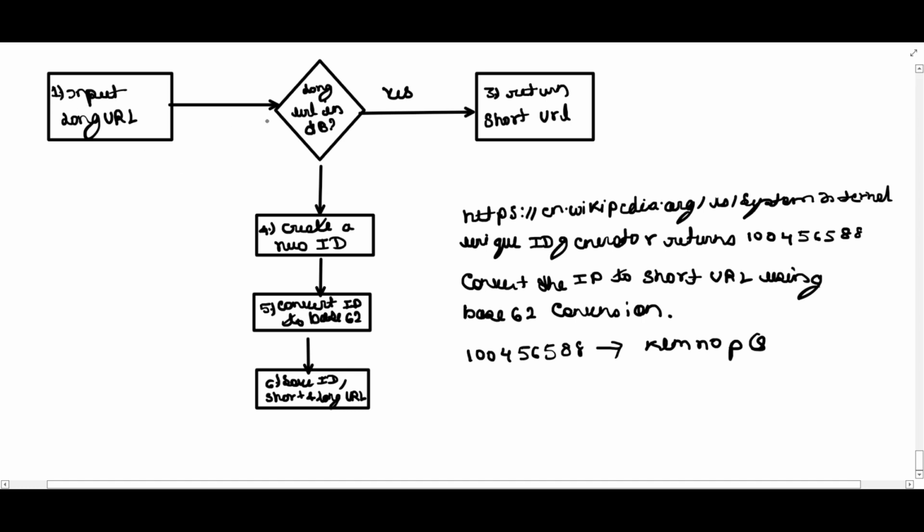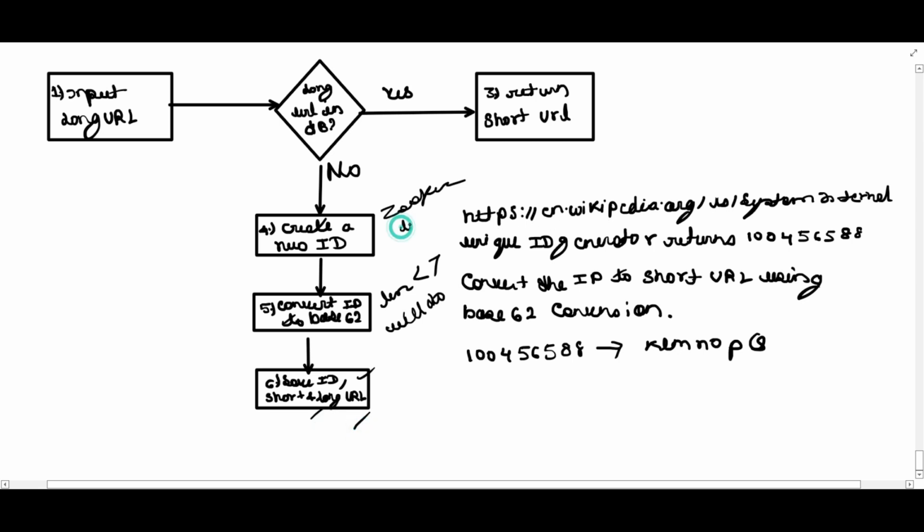Input will be the long URL, and if the long URL is in the DB, it will return the short URL. If it is not in the DB, then create a new ID with the help of Zookeeper, right? And then convert it to base 62. If the length is less than 7, then we'll do padding, right? After that, we'll save the ID, short URL, long URL, everything. And this is the example I have also written.